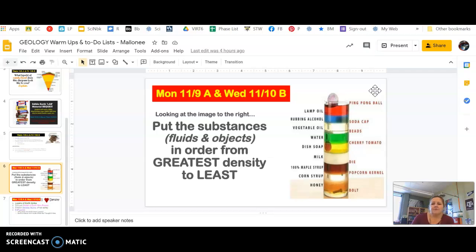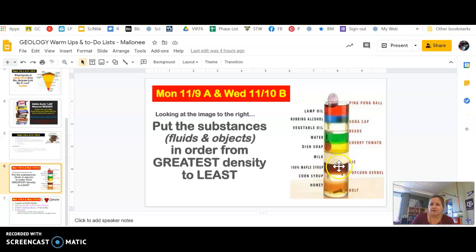Okay, so if you already have what you think is there, let's walk through it real fast. The first thing you should have is this bolt. All right, notice it's at the very, very bottom, and think about what a bolt is made out of, right? And then you have honey, and then corn syrup, and then you should have the popcorn kernel, because notice how it's a little bit in the corn syrup, a little bit in the maple syrup. So it probably has the density, like an actual calculated density between the two.